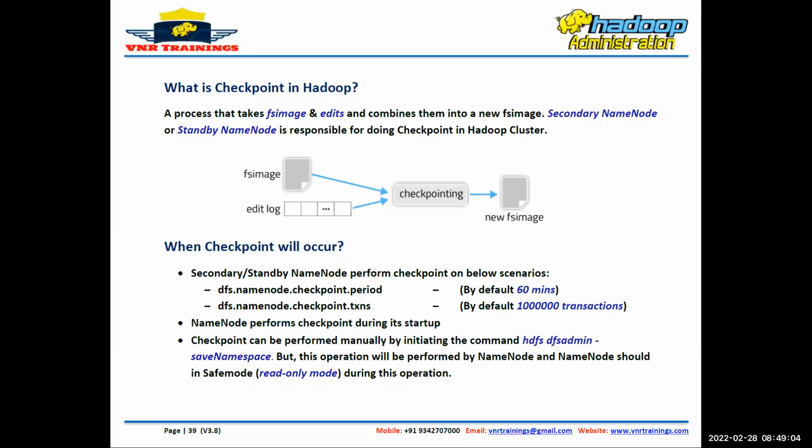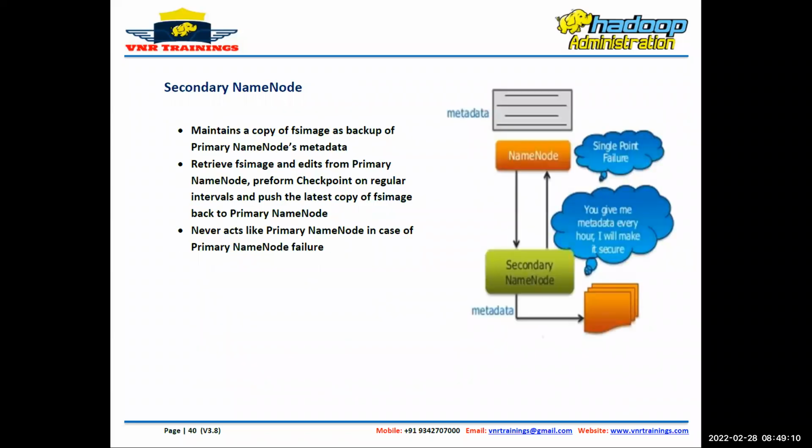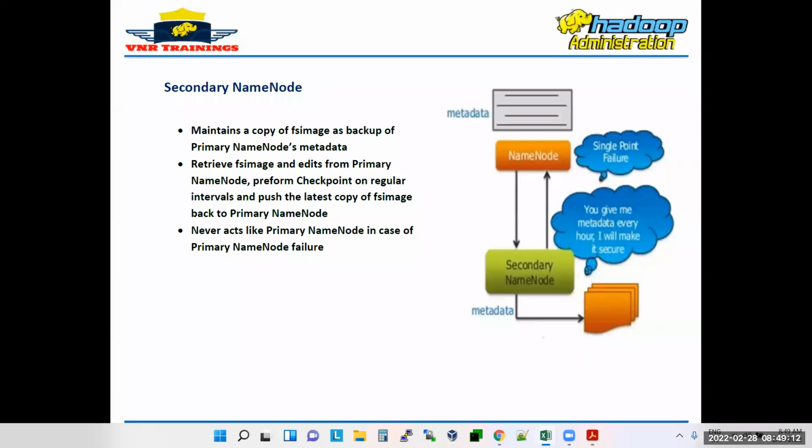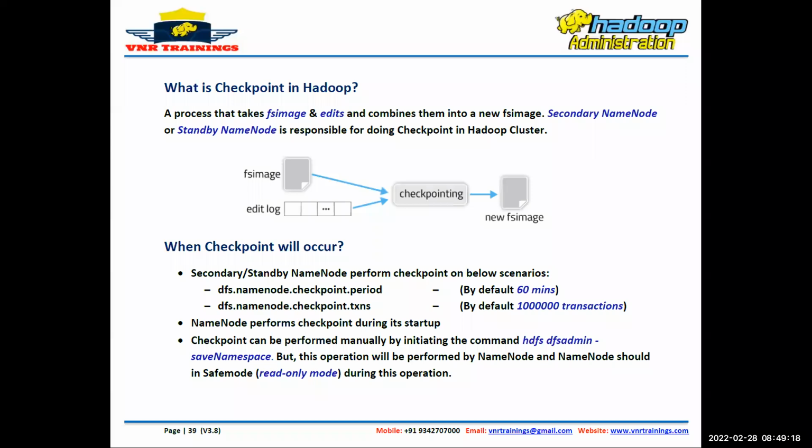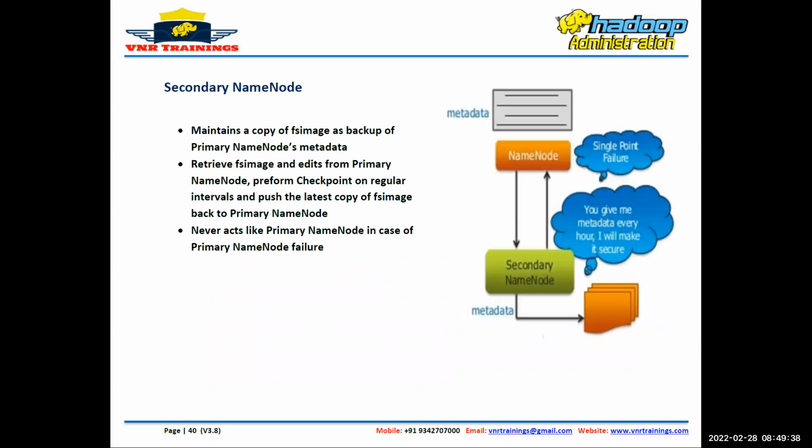So the next one. What is the secondary name node? Sir, in your previous slide you wrote that it should be in safe mode or read only. Yes, safe mode. If the Hadoop admin wants to perform the manual checkpoint, first he has to put the name node into safe mode or read only mode, using some command. I will explain that clearly in the later slides. What is safe mode? I will explain it clearly at later stages.